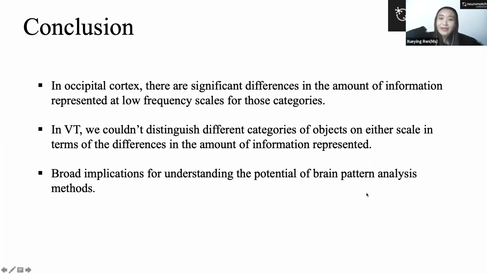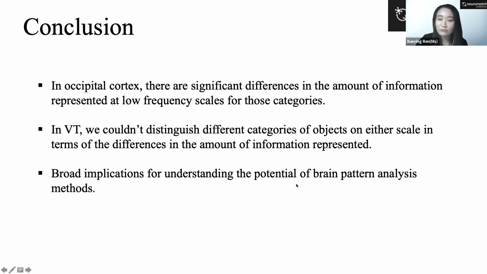Okay, so hopefully I'm not overwhelming you with a lot of information. So to sum up, what is the take-home message here? Based on the results, we can say that the amount of information does differ between the spatial scales, and is largely differentiable at larger spatial scales for different categories in occipital cortex.